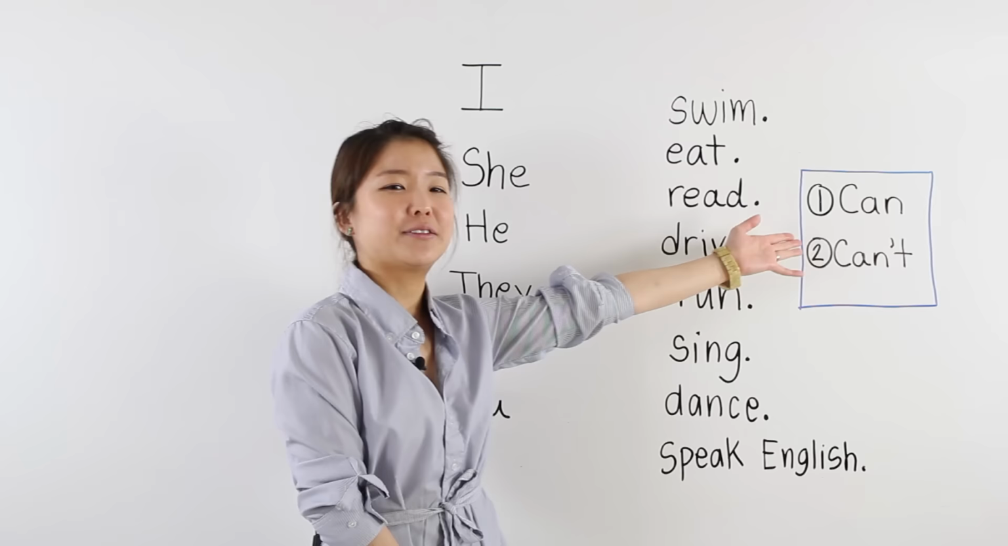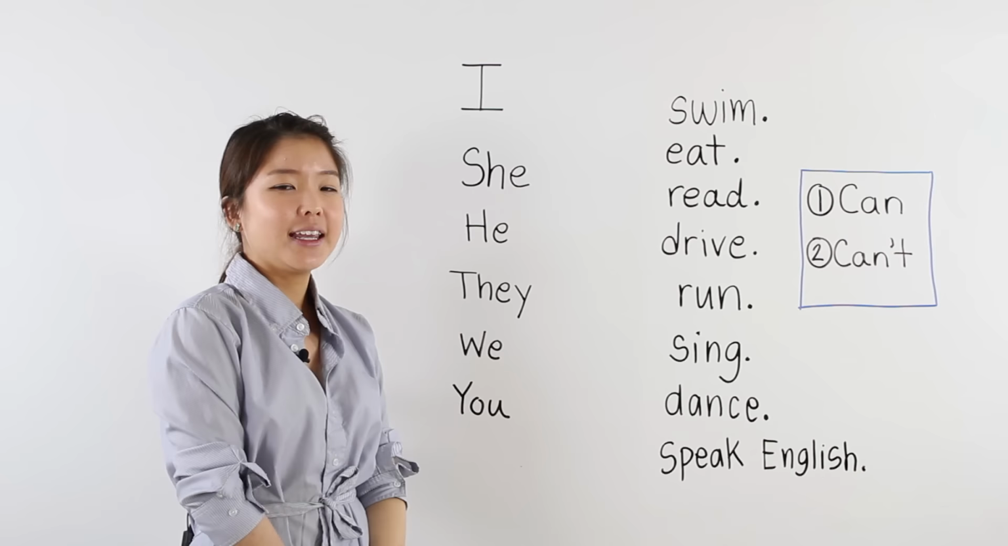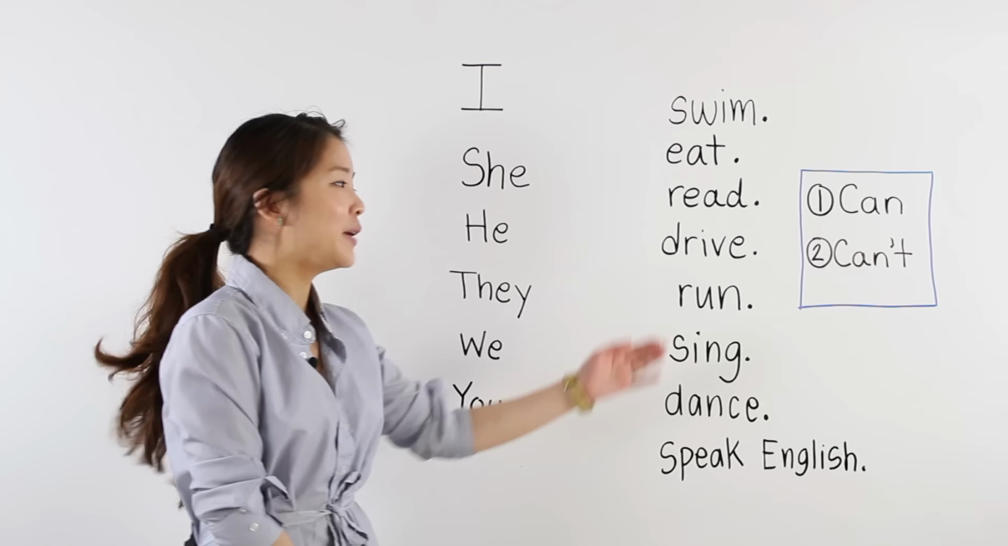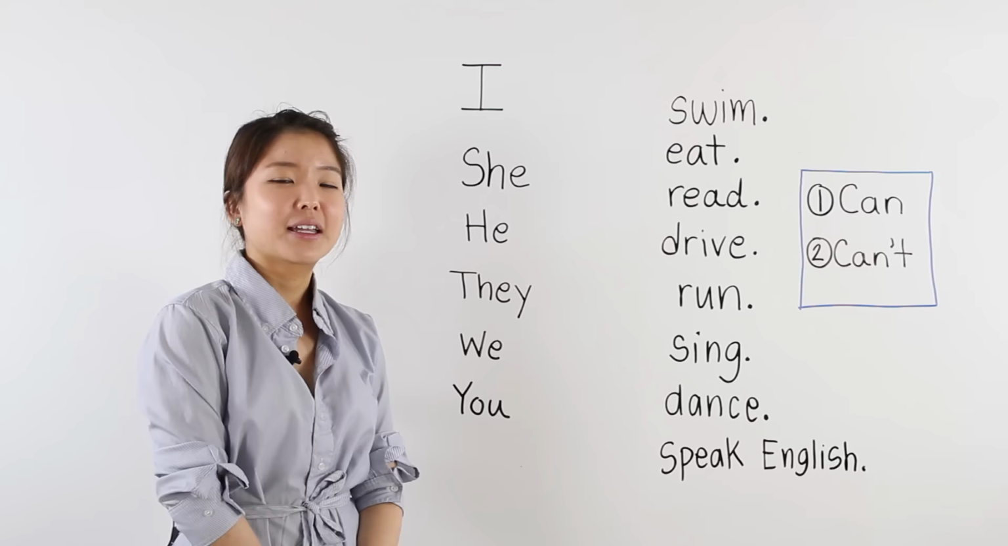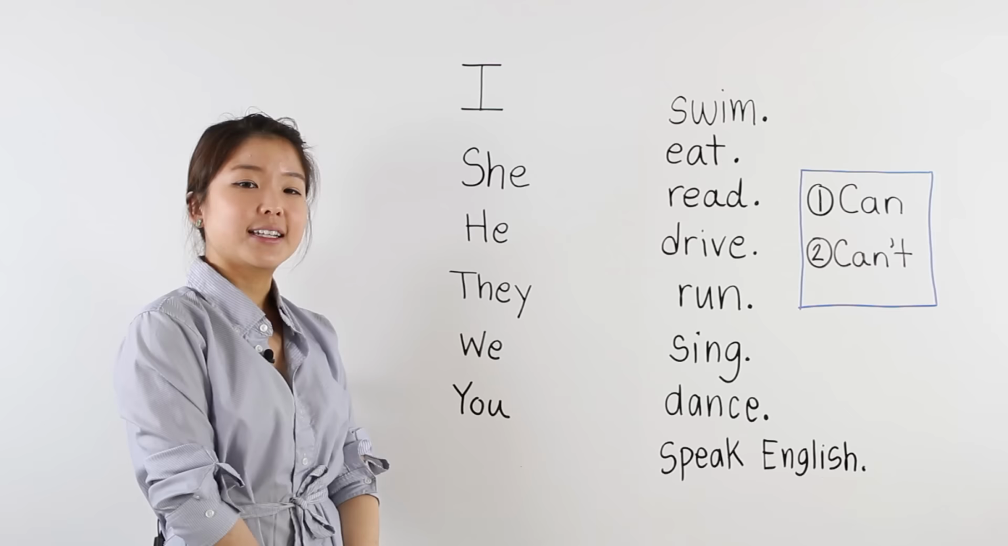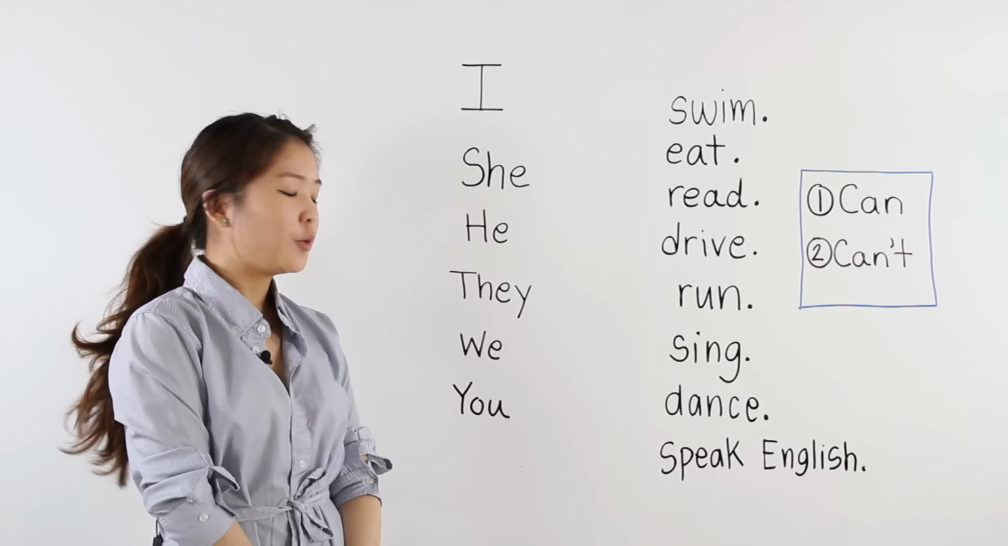After that, run. Let's use they. They can't run. Maybe they're too tired, right? And I used number two. Let's move on to the next one. Sing. We can't sing. Yes, that was number two, can't. Next is dance. Let's use we again. We can't dance. Yes, again I said can't, number two.